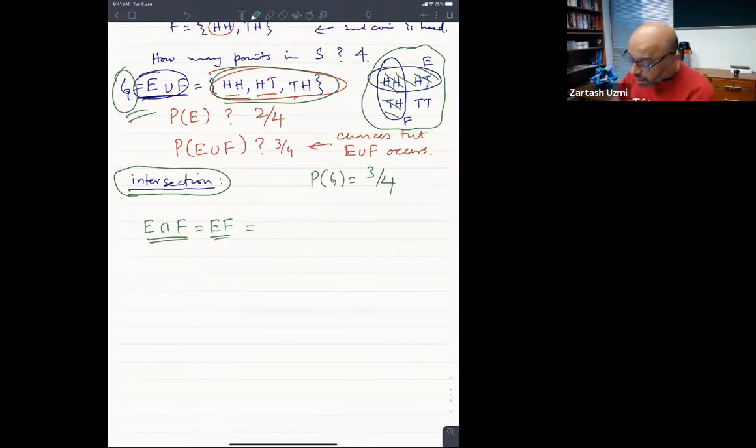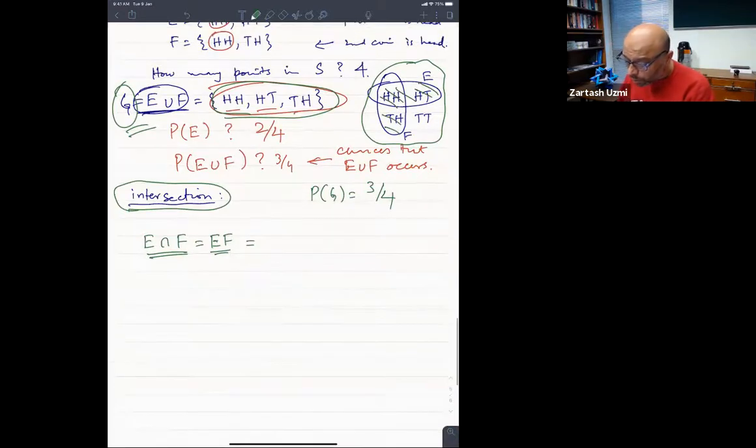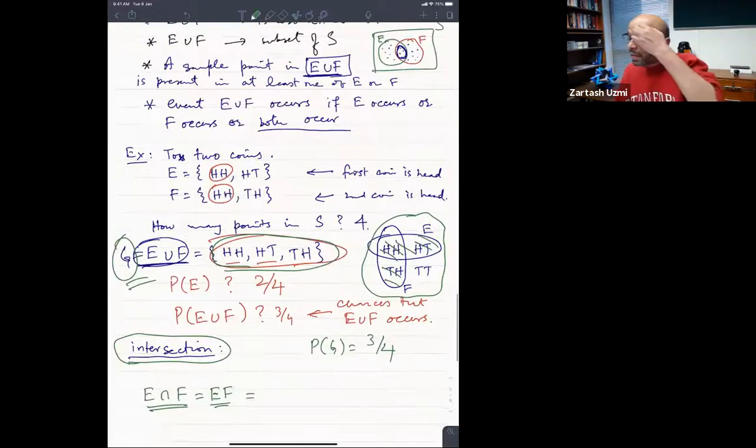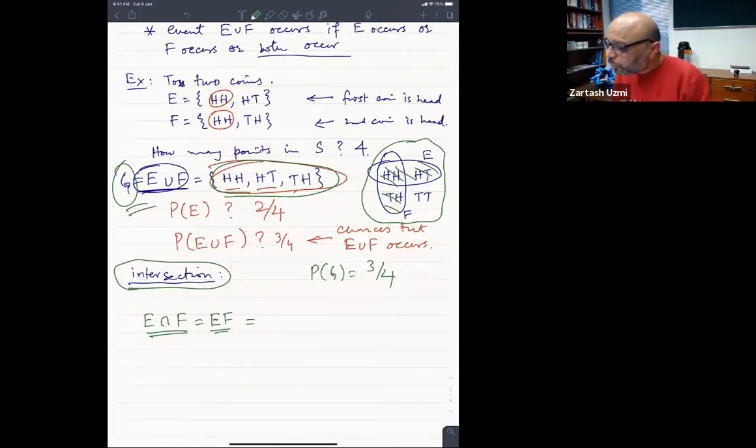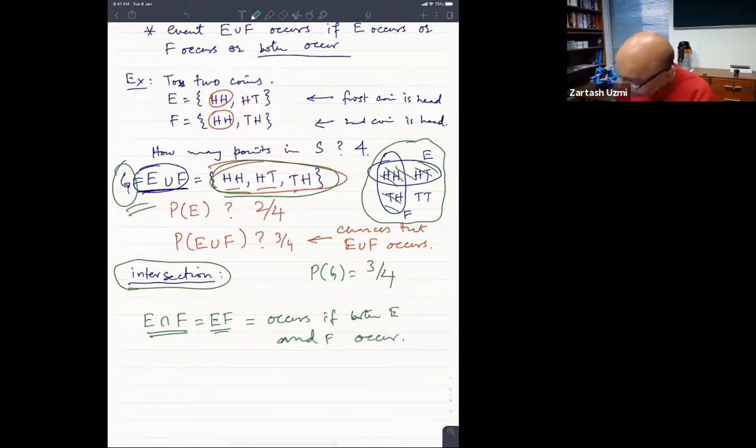ओके. सो E intersection F, ये हमारे पास क्या आएगा? This intersection is the common area between E and F, common sample points between E and F. E intersection F is also an event, a subset of F. This event occurs if both E and F occur. दोनों के दोनों का अकर करना जरूरी है.